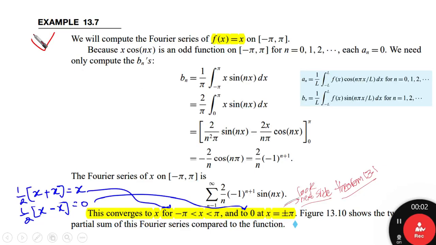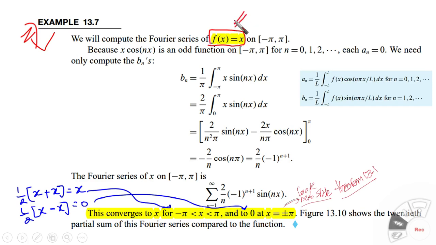Okay, now we are going to have an example to examine the odd and even functions that we have and see how it will simplify our calculations. We will compute the Fourier series of f of x equal to x on the interval minus pi to pi.